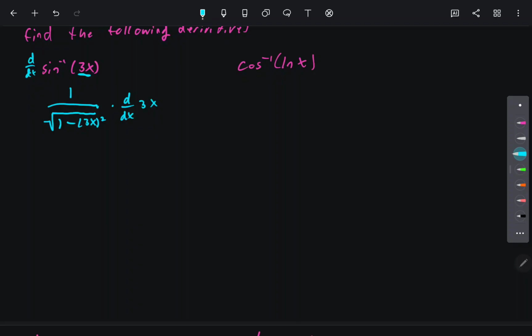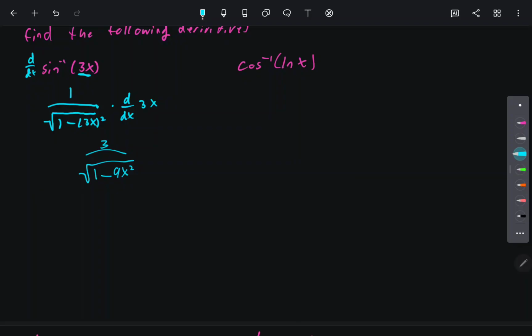times the derivative with respect to x of 3x. All right, what is the derivative with respect to x of 3x? That would be 3. So we get 3 over the square root of 1 minus 9x squared, and that doesn't get any simpler.